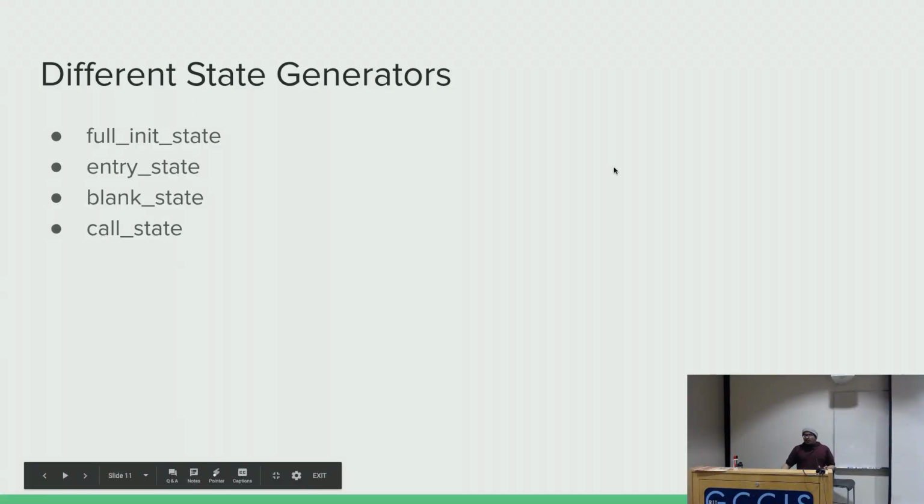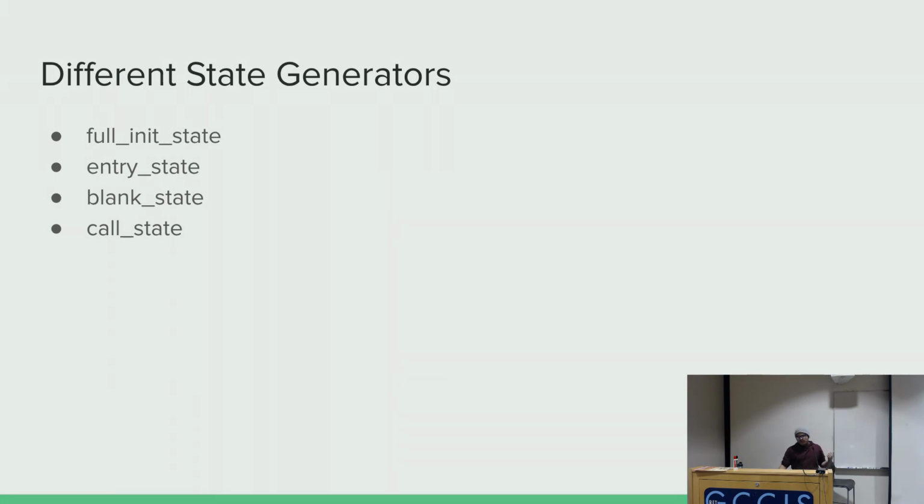There are different state generators you can use, as I was showing you when I was generating the states. You can do a full init state, which is basically just run the program. Entry state starts the program at the entry point for that binary. Blank state is just a blank state: tell me where to start, and I won't do anything else. And a call state is: give me an address for a function, and I'll call that function.